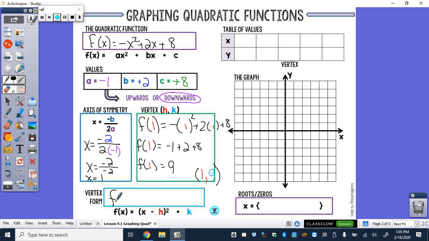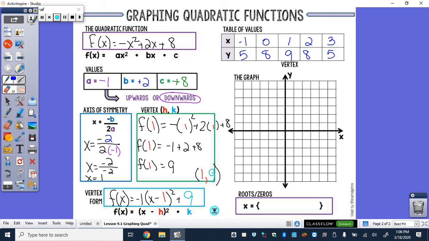So if I'm writing in my vertex form, my negative 1 does have to go out in front because it is a negative. X from my vertex goes with the X in the parentheses. My Y from my vertex goes at the end. So that is the vertex form of the same equation. So again, vertex is going to go right in the middle. Go 2 up, 2 down, 8, 8, 5, 5. I got that from the table in my calculator.